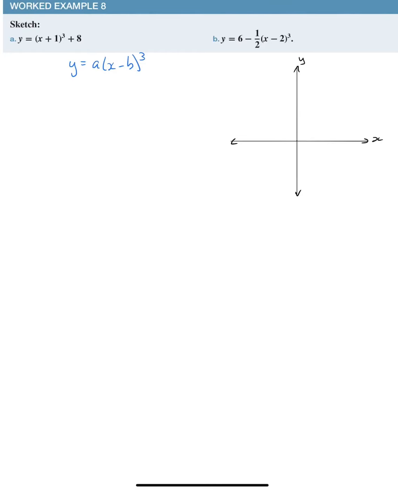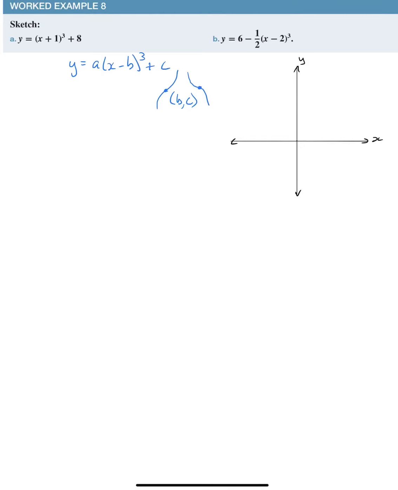plus c. And if it's in this form, there's only going to be one point of intersection, and it's either going to look like this, or it's going to look like that. The stationary point of inflection will be there or there, and that will be where I have b and c. So that's what I have to remember. So doing that, let's quickly tackle this question.